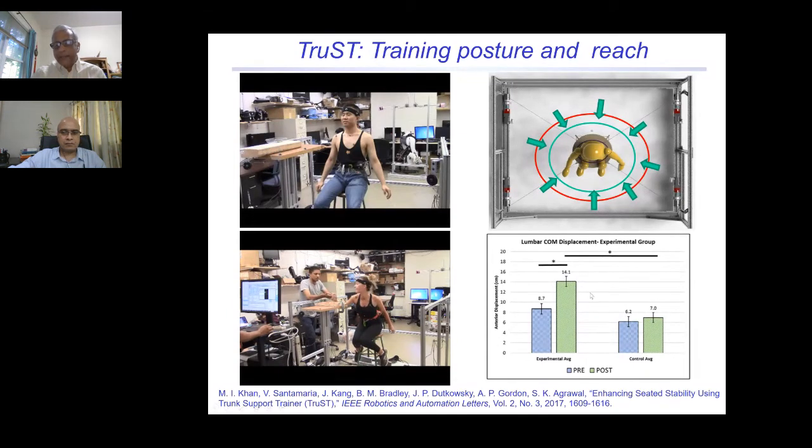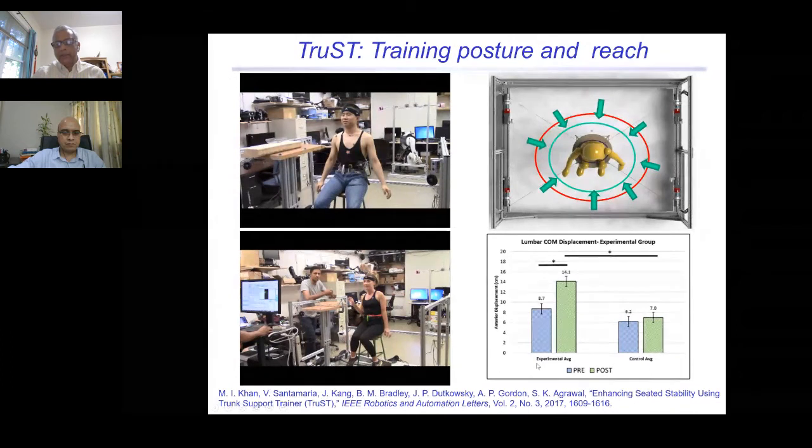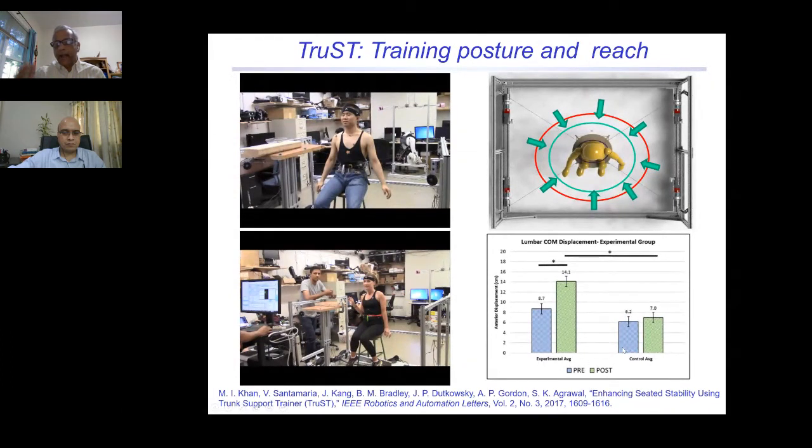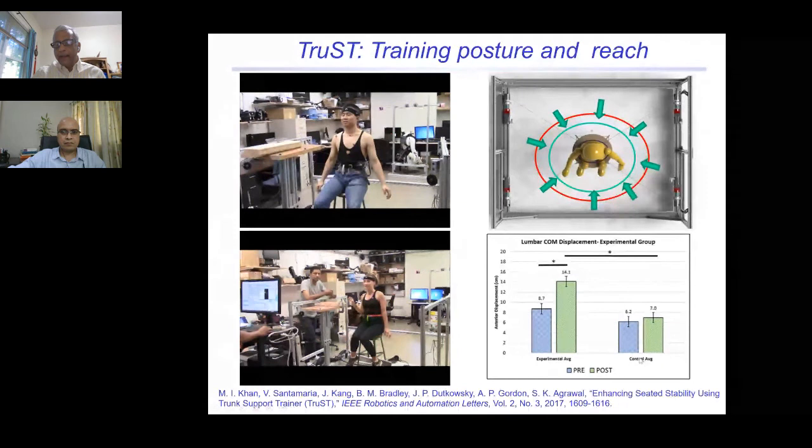Now, what was very interesting here is that if you were to train an individual, and these are all healthy individuals, without this donut-like force field, let's say they were able to reach a certain anterior displacement. So how far can the trunk lean forward in order to do the task? And what you can see here are two groups, the control group and the experimental group. We are showing two sets of data, pre and post training. In this case, training is a single session for about an hour.